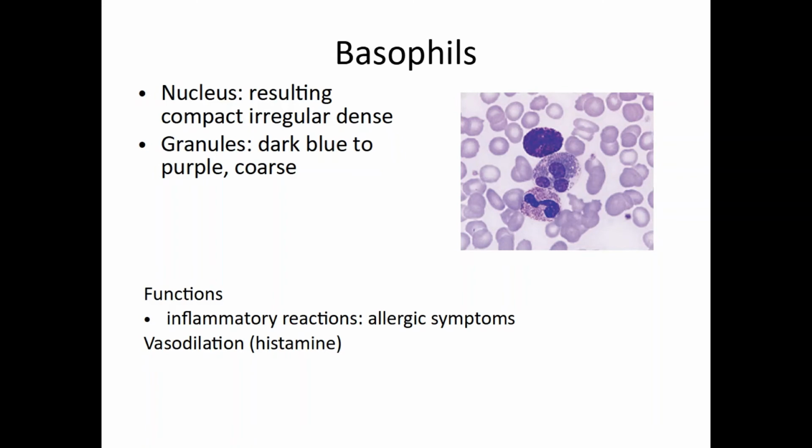These granules will be bluish to purplish color and large or coarse. Functions include participation in inflammatory reactions, particularly those in which allergic symptoms are there, and vasodilation due to the presence of histamine in the granules of basophils.